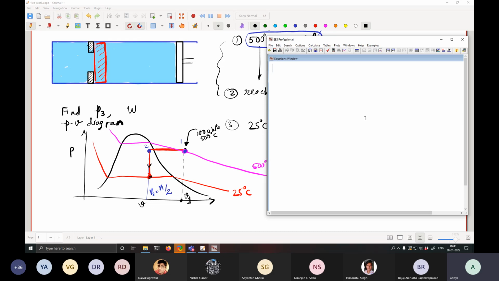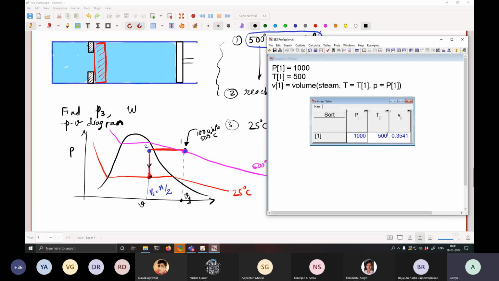So the first point, P1, is at 1000 kilopascal and 500 degrees Celsius. Let us first fetch the specific volume: volume, water, steam, T equal to T1, P equal to P1. Let's see what the specific volume is. It comes out to be 0.3541. Fine.